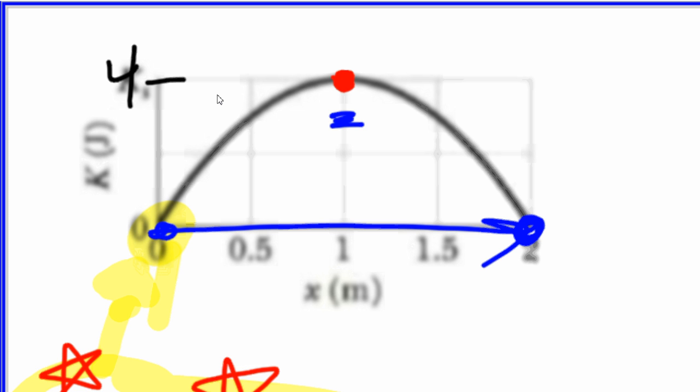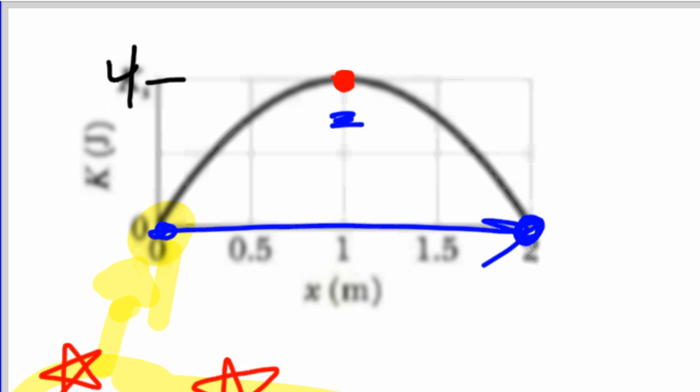Yes, force times distance, right? Look, we're pulling it that way with a force F. The distance is that way, 2 meters, so it's just force times distance, right? So it's going to be force times 2 meters, or 2F, right?